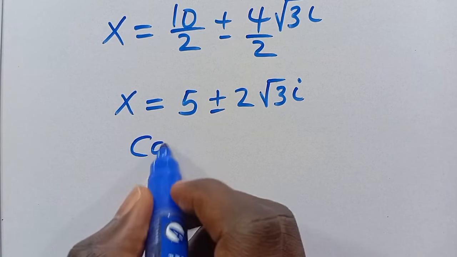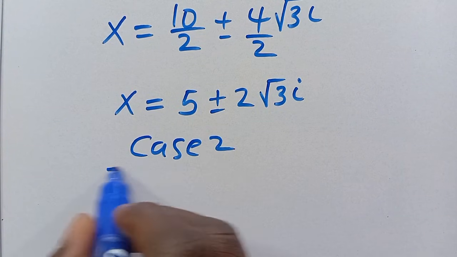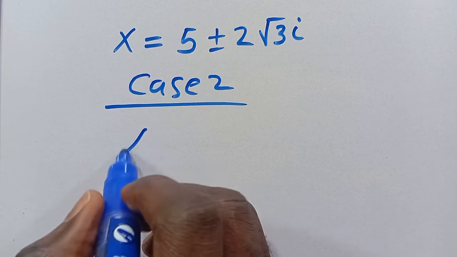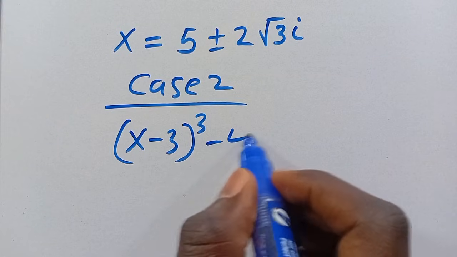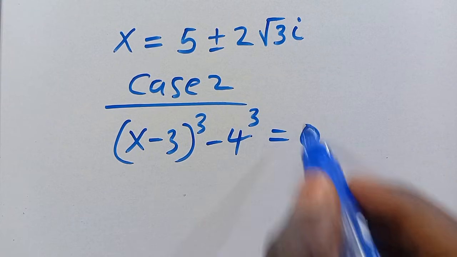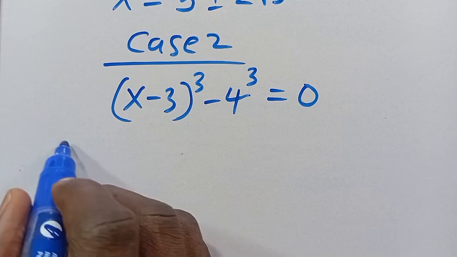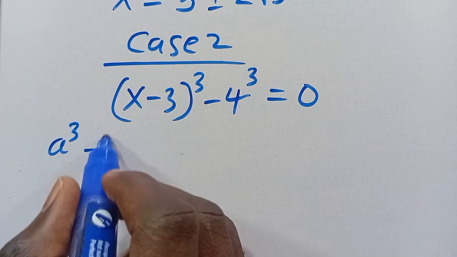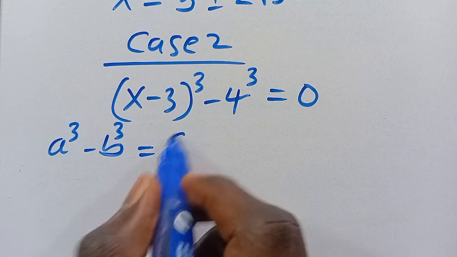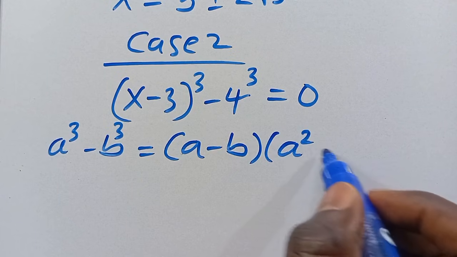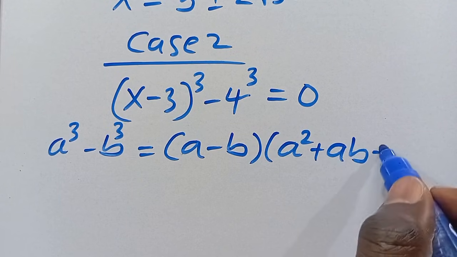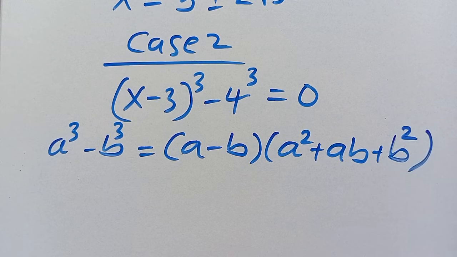Then let's say Case 2, where we have x minus 3 to the power of 3 minus 4 to the power of 3 equals 0. Recall that when we have a to the power of 3 minus b to the power of 3, it equals a minus b in parentheses multiplied by a square plus ab plus b square.